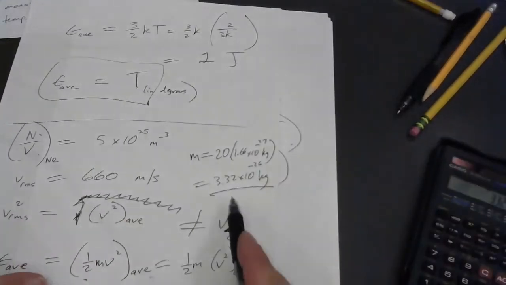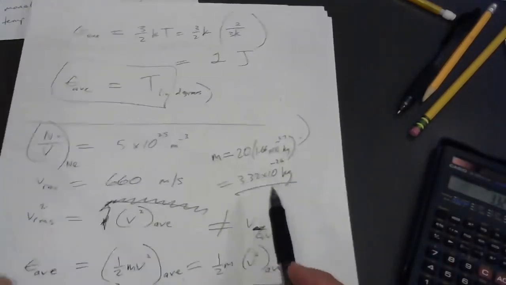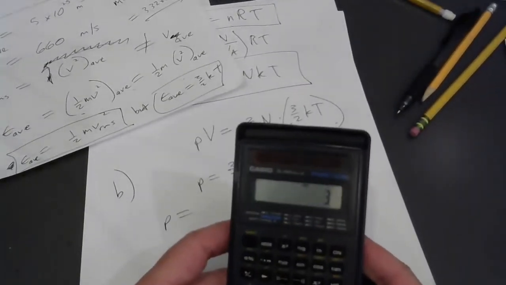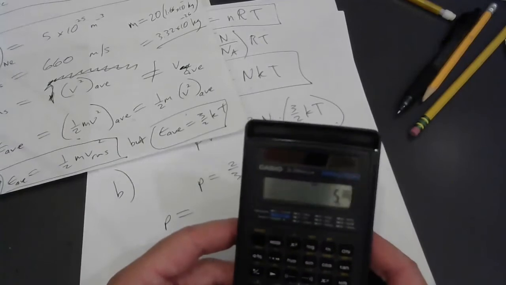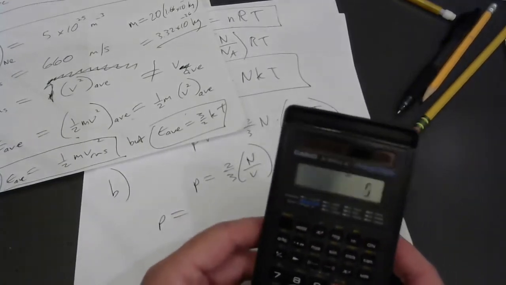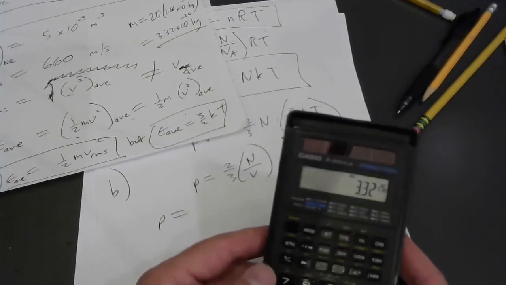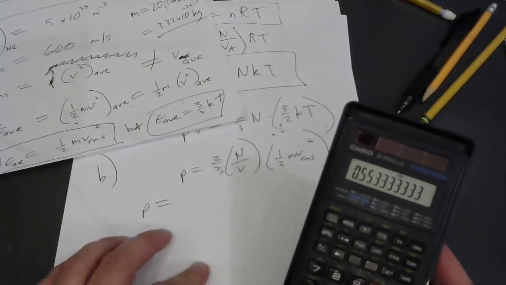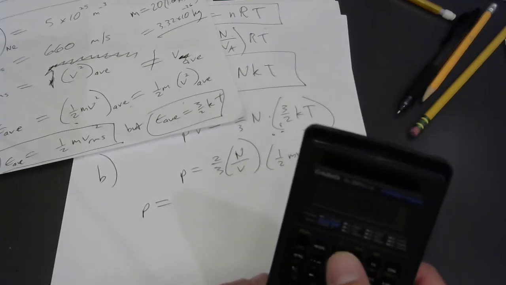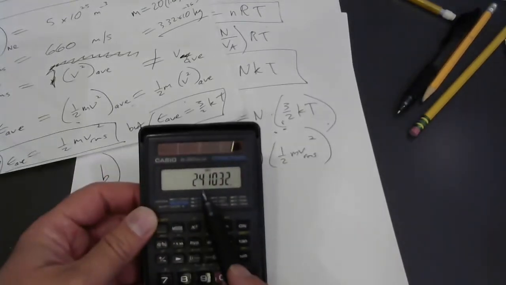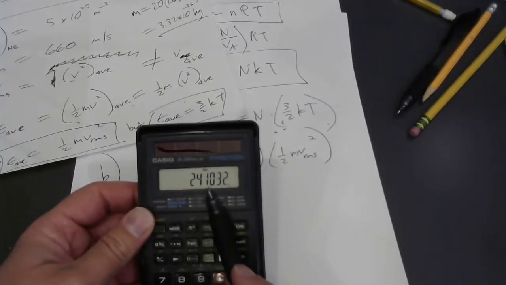So now we know how much mass each atom of neon has. We know the number density and we know the RMS speed. We can just plug all that stuff in and find the pressure within this gas. So I'm going to do that real quick. 2 divided by 3 times 5 times 10 to the 25th times 1/2 times that tiny mass. Lastly, times the RMS speed, 660 squared. And I find that's the pressure here. Let me put that into kilopascals.